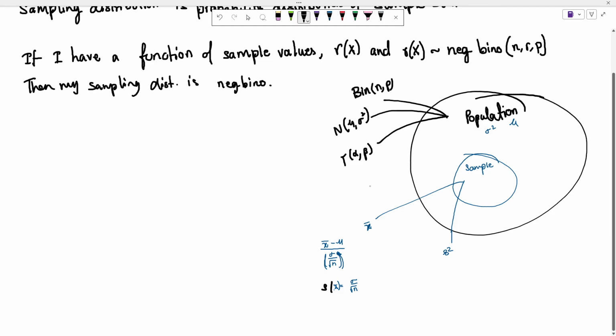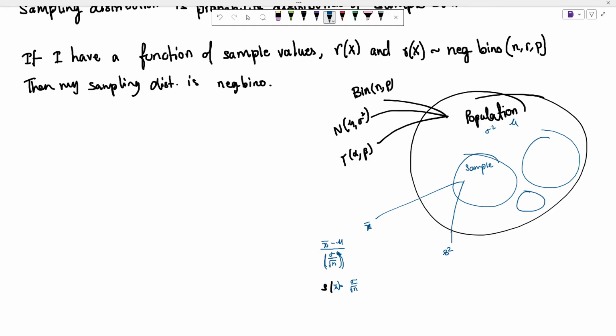Standard deviation of x. And x bar has a distribution. Why does x bar have a distribution? Because we can take another sample here and the value of x bar will change. I can take another sample here, the value of x bar will change. So x bar has a distribution of its own. We don't know what that distribution is.